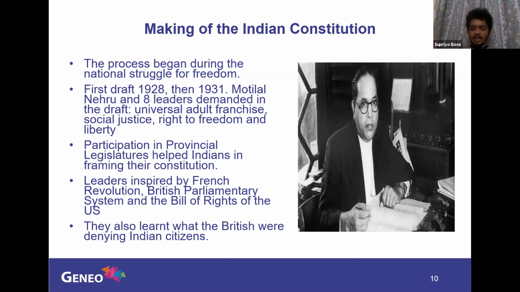ये lower caste से थे, इसलिए इस इंसान को खुद discrimination झेलनी पड़ी. Yes. तो इसने क्या किया? He became a very educated person. He became a great lawyer, and then he was the man who drafted the Indian Constitution. He was basically the chairman of the drafting committee of the Indian Constitution.